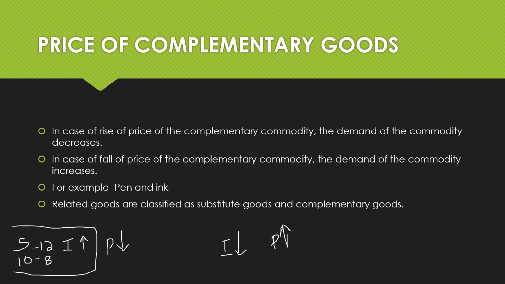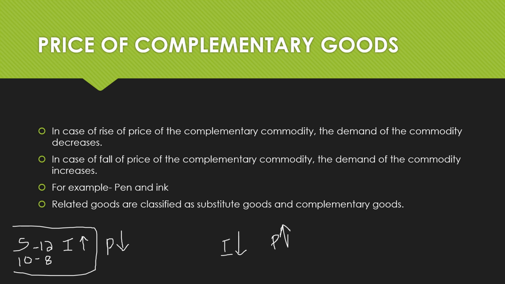Now let's understand what related goods are. Related goods are classified as substitute goods, which we studied in the previous slide, and complementary goods, which we're studying now. Substitute goods and complementary goods together make the related goods. In case of substitute goods, we saw that there is a direct relationship between the price of the substitute goods and the demand of the commodity. So there was a positive relationship, whereas in case of the price of complementary goods, there is an inverse relationship.